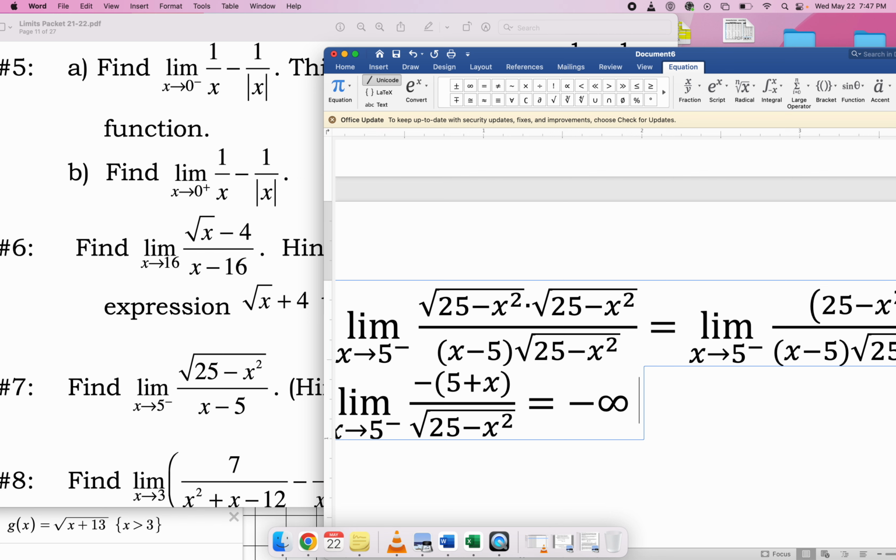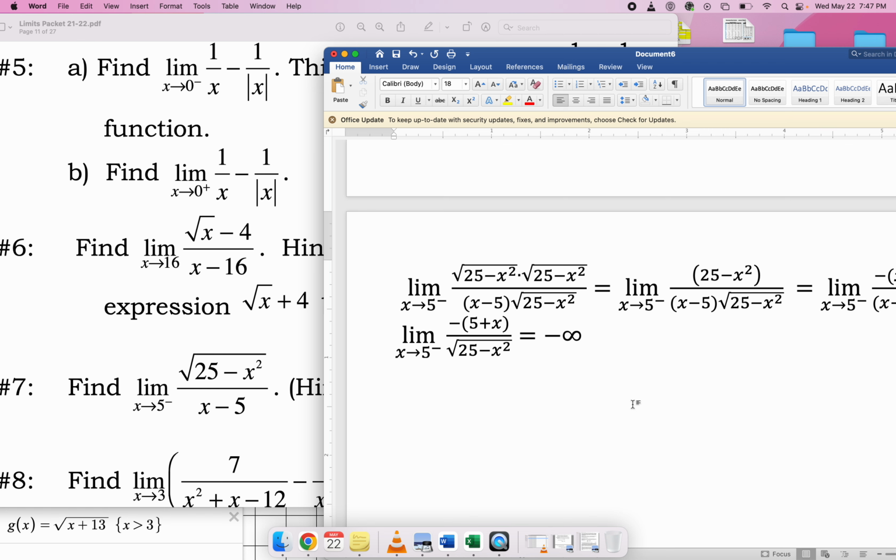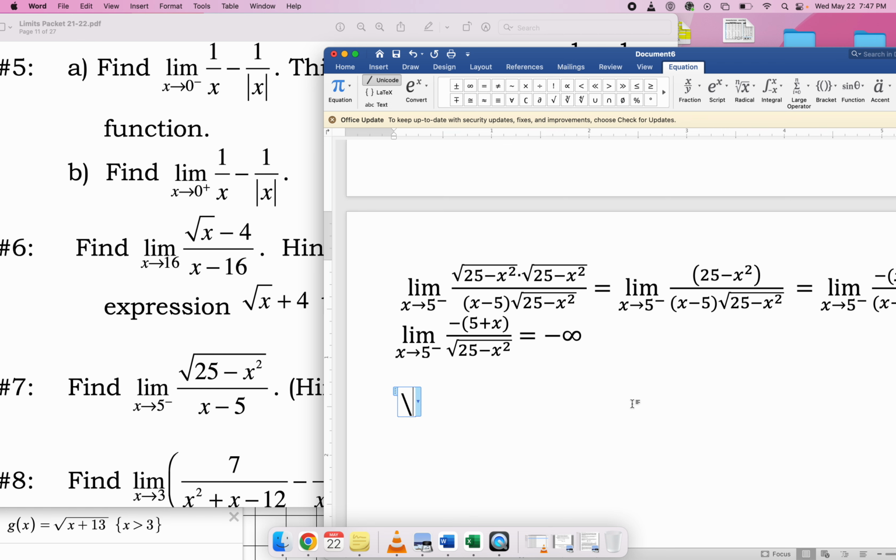I'm going to do that again in a totally different way. I think a less stupid way. I think that's the way that they wanted you to do it. Here's a totally different way of doing it, that I think I like more. Instead of multiplying top and bottom by this stuff, you can just do this. Factor the 25 minus x squared, so 5 minus x times 5 plus x. And then distribute the root.